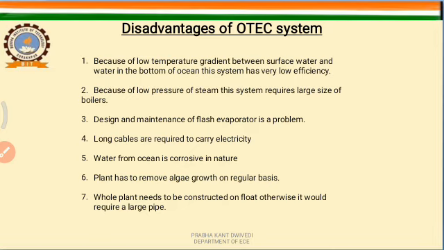If by using this consideration, we are calculating the Carnot efficiency of the system, the efficiency will come around 3.3%, which is very low. This is ideal efficiency, 3.3%. Practically, this efficiency will come somewhere around 2%. The efficiency is very low.